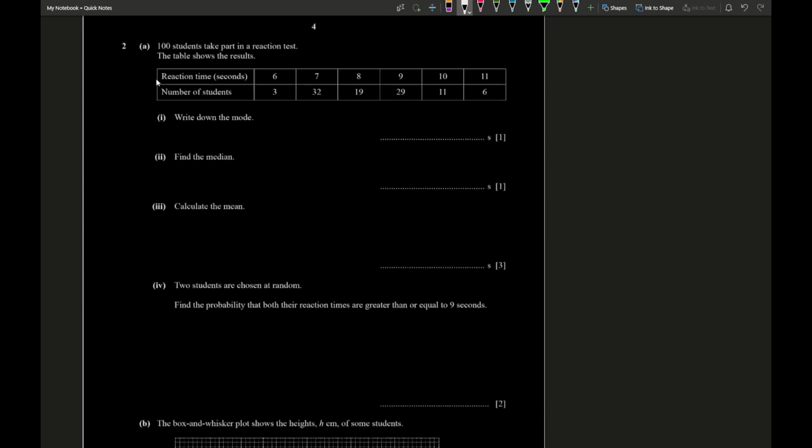Question number 2, part A. 100 students take part in a reaction test. The table shows the results عندنا reaction time from 6 to 11 and number of students. They should add up to 100 because we have a total of 100 students. For part I, write down the mode. المود دوت is the most repeated number.